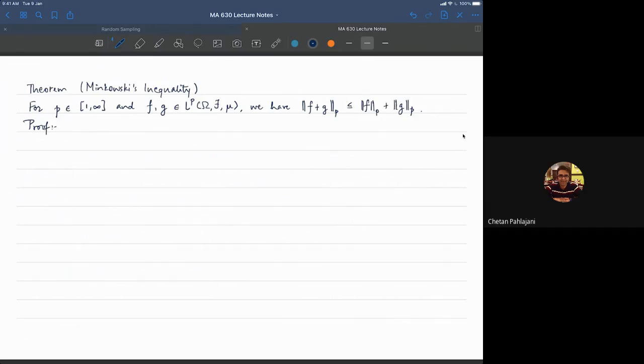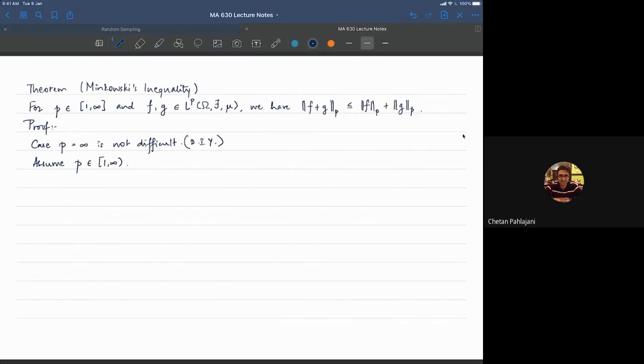The case p equals infinity, I will leave it to you. We'll make that a do-it-yourself. The case p equals infinity is not difficult. So we'll assume therefore that 1 is less than or equal to p less than infinity, so p is in the interval closed at 1 and open at infinity.